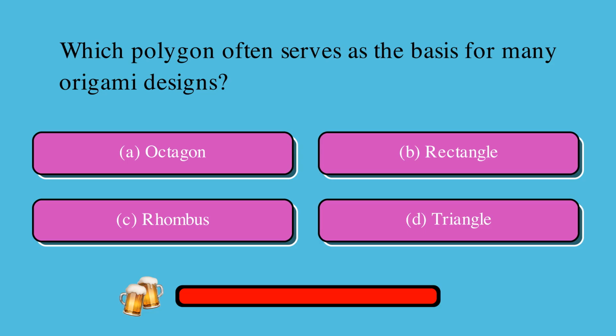Which polygon often serves as the basis for many origami designs? Is it A, octagon, B, rectangle, C, rhombus, or D, triangle? The correct answer is D, triangle.